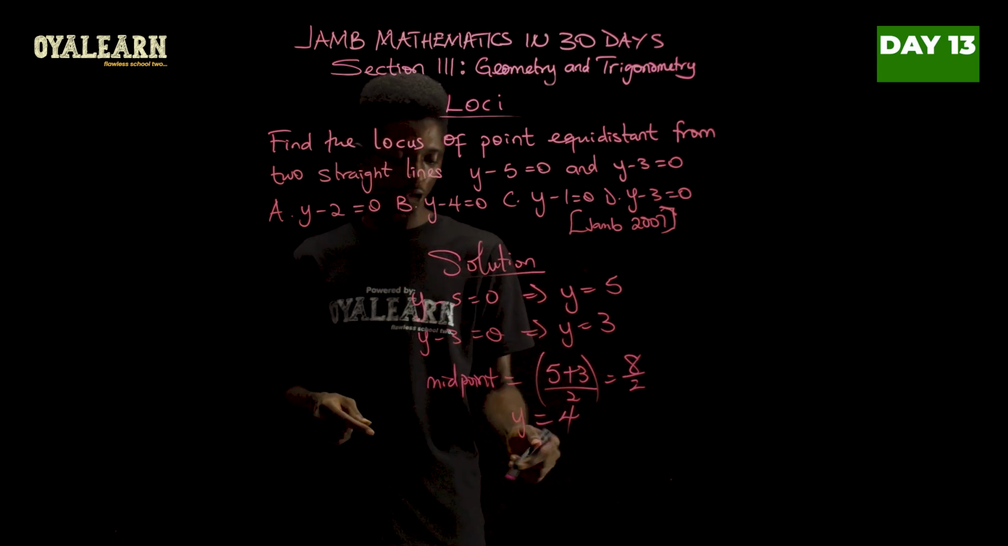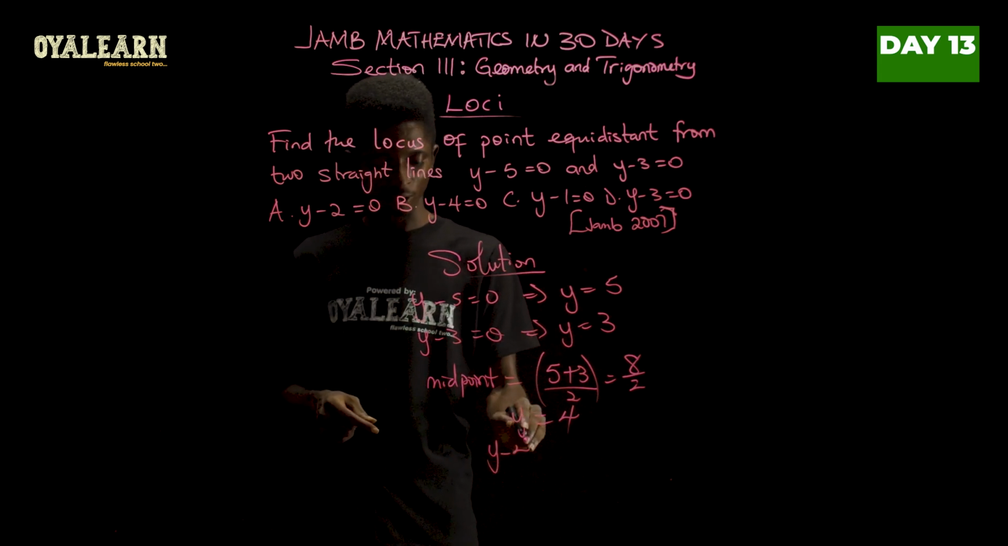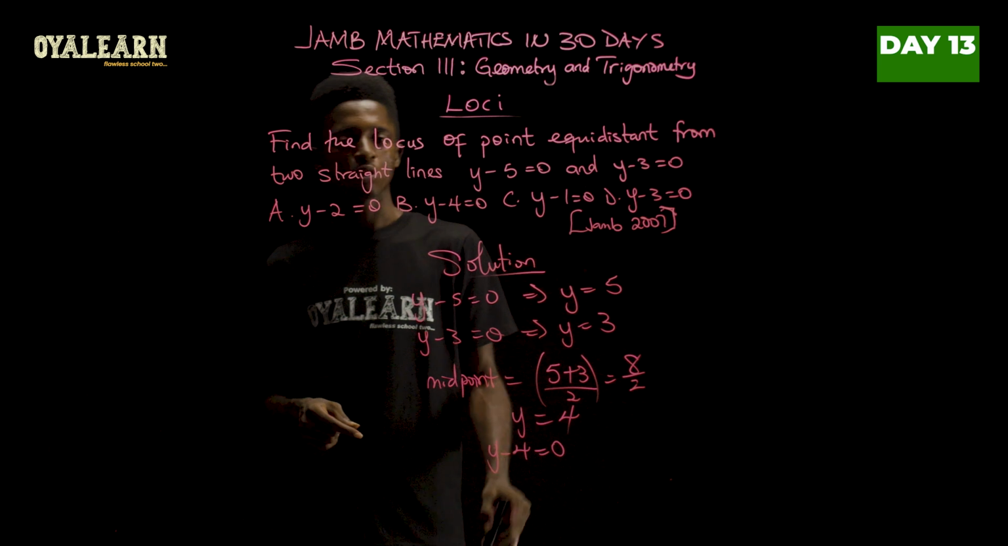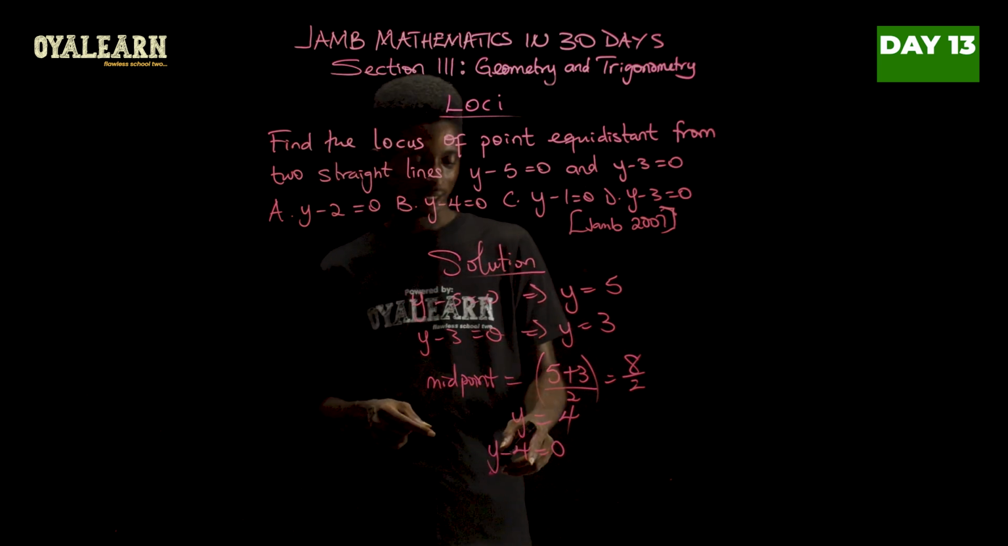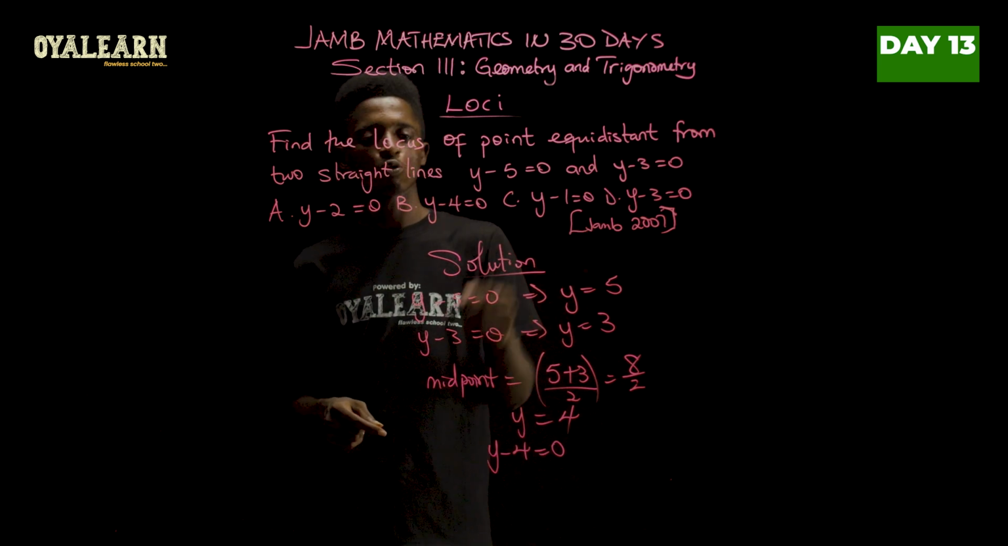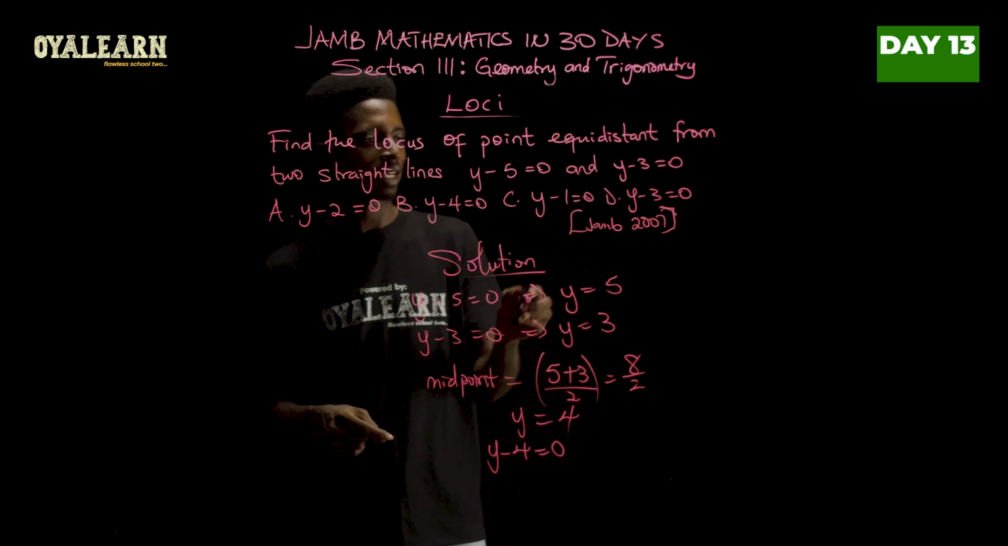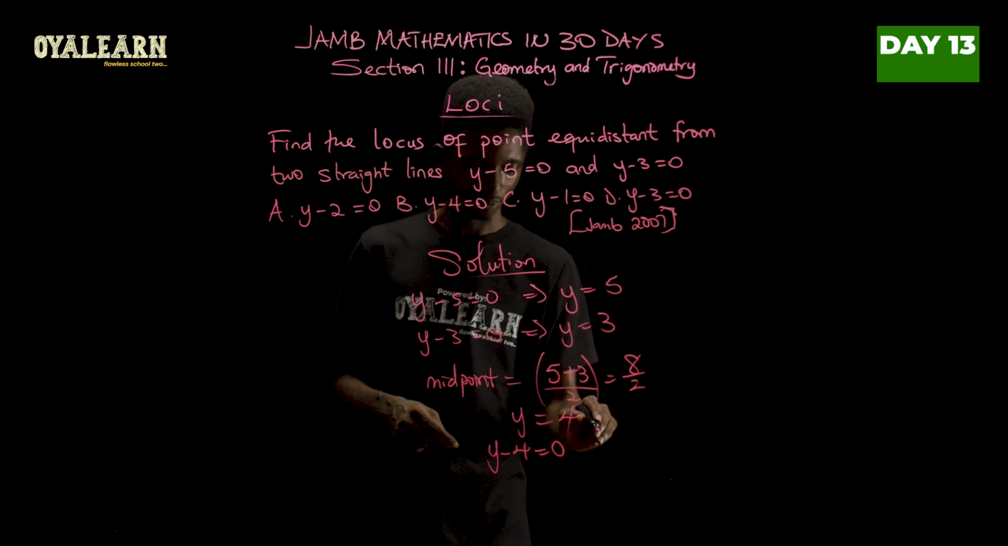Now bringing 4 to the other side, we'll have y minus 4 equals 0. So this is the line that is equidistant from these 2 lines. So the correct answer here is B.